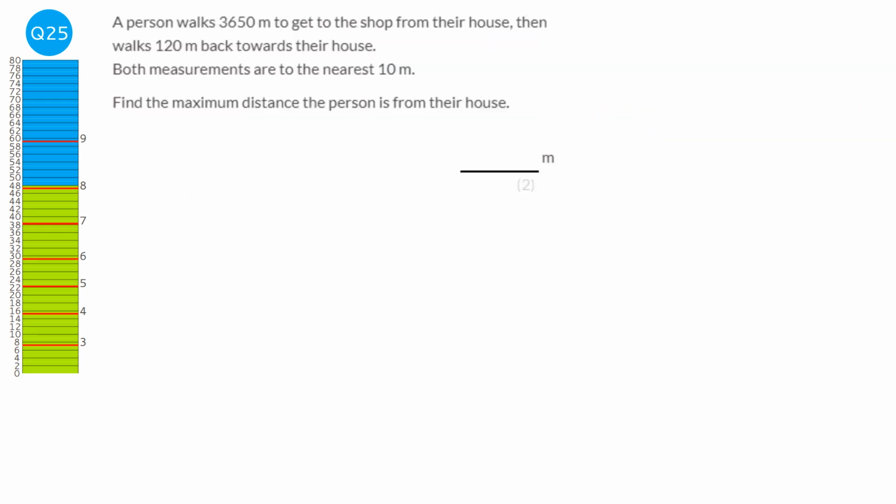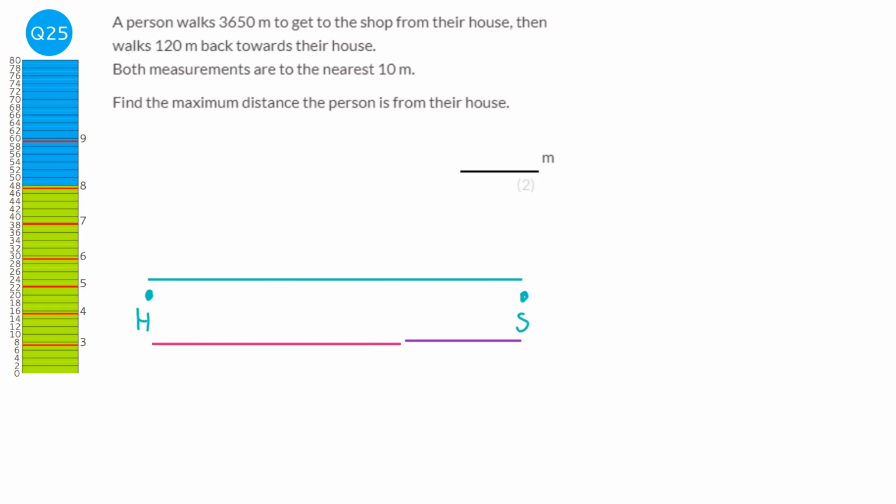So sometimes it's easier just to do a quick diagram to see what's going on. So I'm going to say that the house is here and the shop is here. And so this person is walking to the shop, and then they walk back from the shop, but they don't walk as much. And we're looking to see the maximum distance the person is from their house. So we're looking to maximize this distance here. So we want this distance to be the biggest it can be.